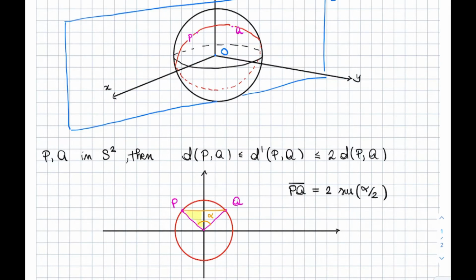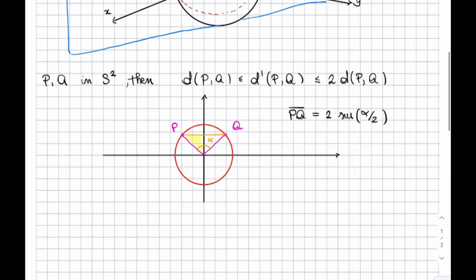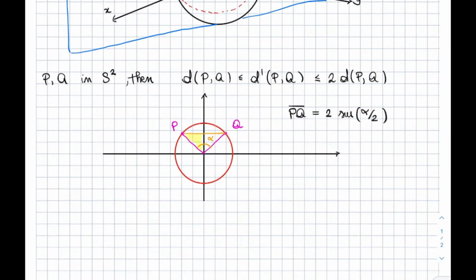Therefore, to prove the inequality we look for, we have to prove that alpha is always smaller or equal than 2 times 2 times sine of alpha divided by 2, which is 4 times sine of alpha divided by 2, but not for all alphas.